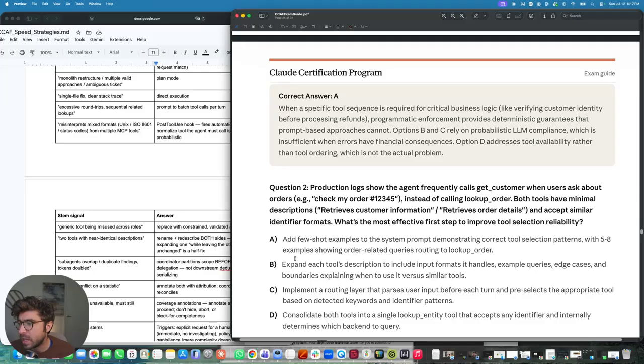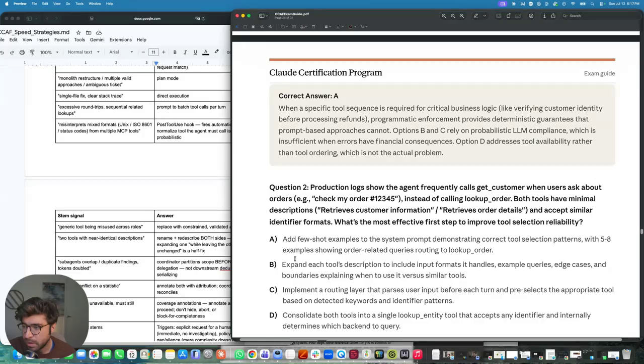Add few shot examples to the system prompt demonstrating correct tool selection patterns with 5 to 8 examples showing order-related queries routing to lookup order. This isn't doing anything to change the description. Expand tools description to include input formats it handles. Okay, I'm already liking that it's mentioning something to do with the descriptions. Handles queries, edge cases, boundaries, explaining when to use it versus similar tools.